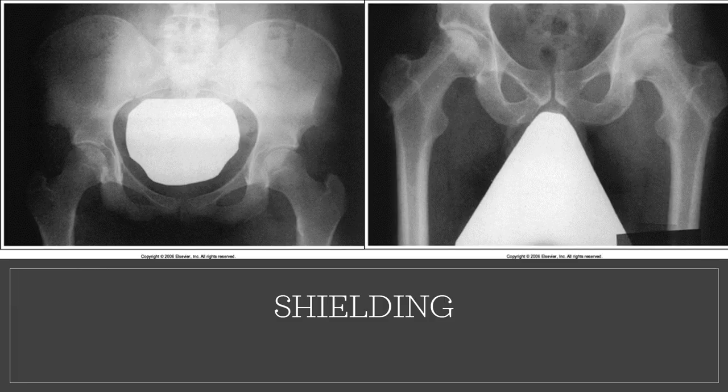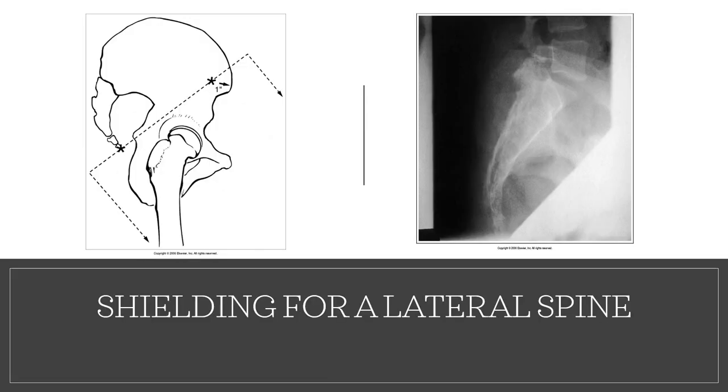Shielding. Here are two examples. The first image is gonadal shielding in the AP projection for female patients. And the second image is gonadal shielding in the AP projection for male patients. Shielding for the lateral spine: use lead to cover from the ASIS to the coccyx area for good shielding on a lateral for all patients.